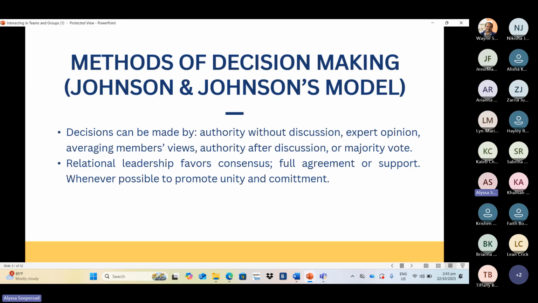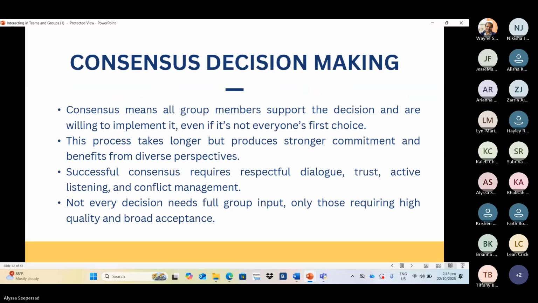So from another model from Johnson and Johnson, right? While each model has its place, relational leadership usually encourages teams to strive for consensus whenever possible. And this means the whole group supports the decision, not just a simple majority. This builds trust and unity. Consensus decision making.